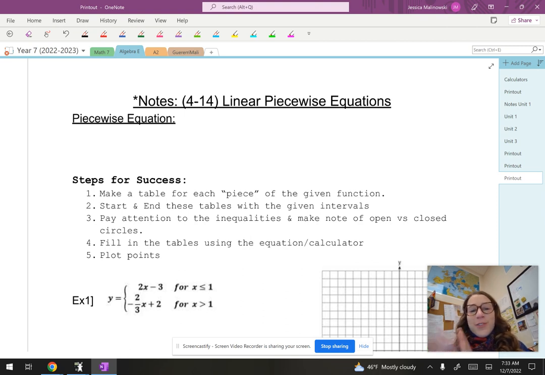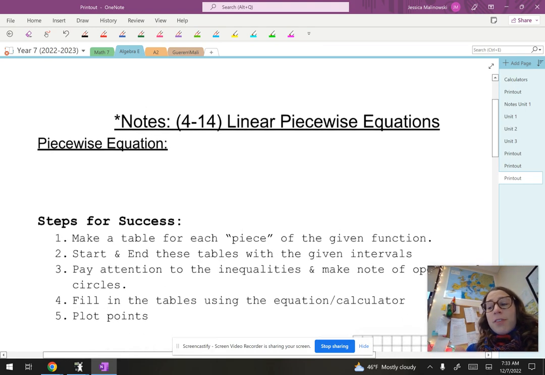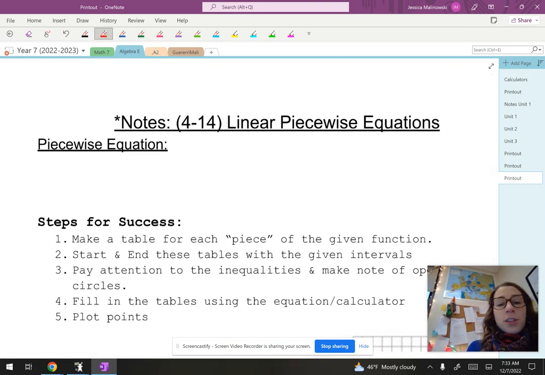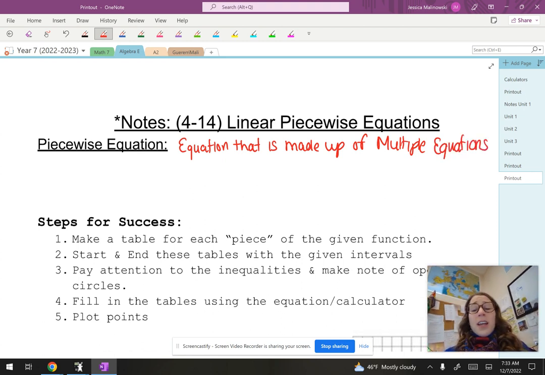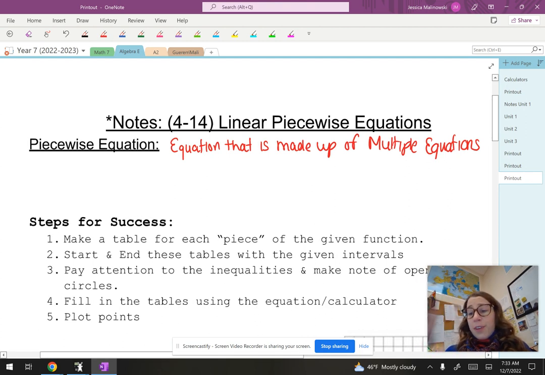So today we're looking at notes for 4-14. This is an algebra lesson, linear piecewise equations. So a piecewise equation, just to get some definitions in there for you, is simply an equation that is made up of multiple equations. You'll see, as in some of our examples here, they use those fancy little set brackets to show that y could be equal to multiple things depending on the situation.